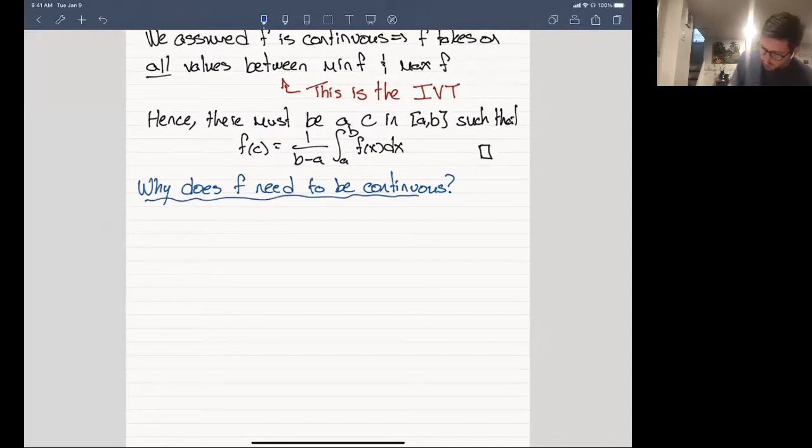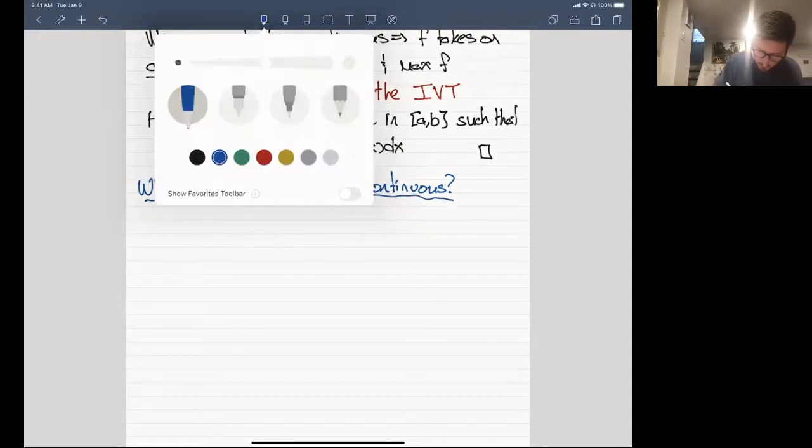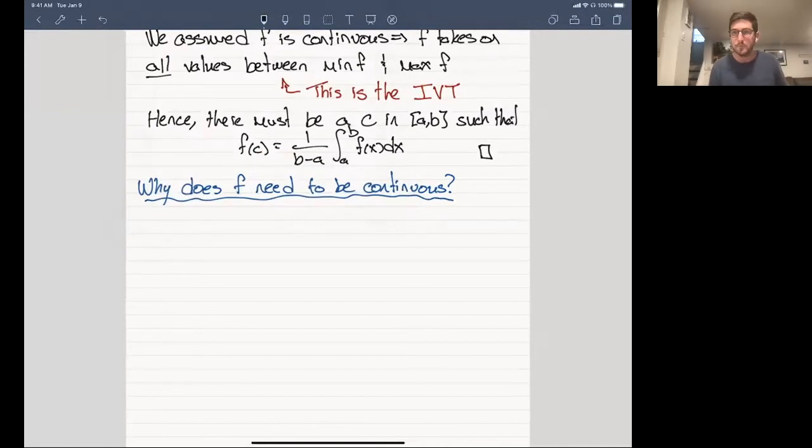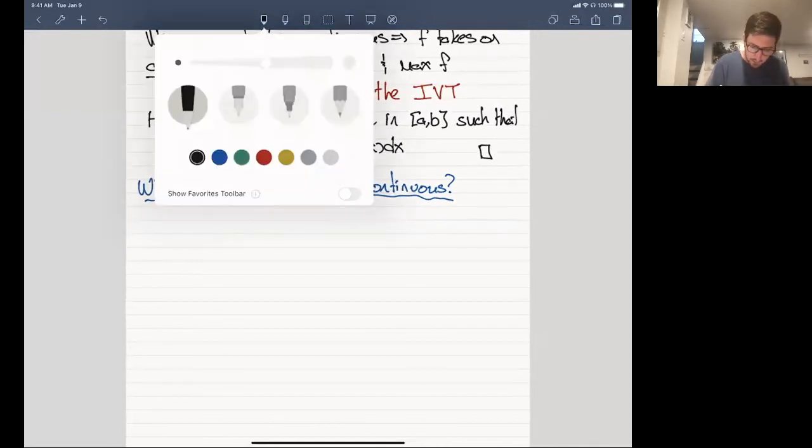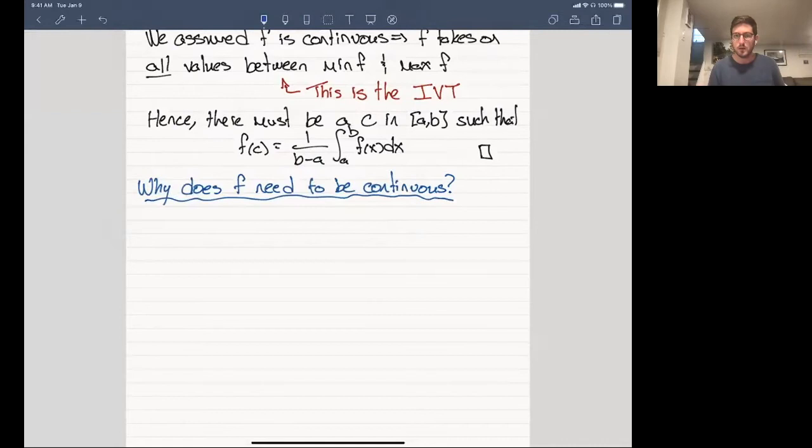Right, so if you're following along, it might be a good point to pause and think about this problem and ask yourself if you can answer this. Okay, so I'm going to go ahead. I'm hoping that you did pause, but why does f need to be continuous? It has to be continuous to apply the intermediate value theorem. So the intermediate value theorem requires f to be continuous.